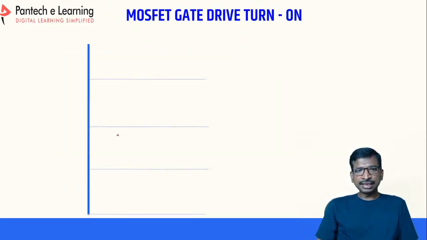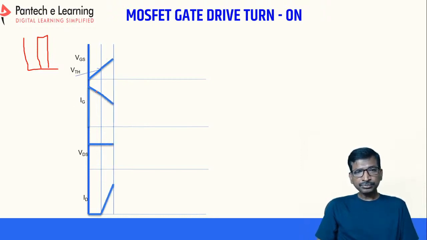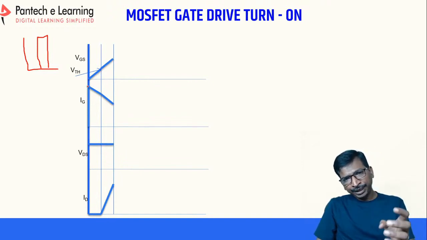Now let us understand the graph. See here, initially you are applying the gate pulse voltage. If you apply square pulses, in real time it will not be an exact square pulse; it will always be a linear ramp. Initially the gate current will be huge because of the particular capacitor, and after the threshold value of the gate-source voltage it keeps increasing. Again, initially the gate current will peak, and after that it will try to reduce.